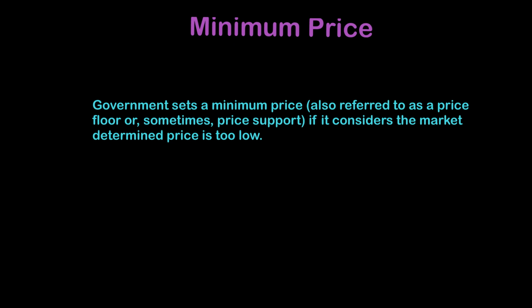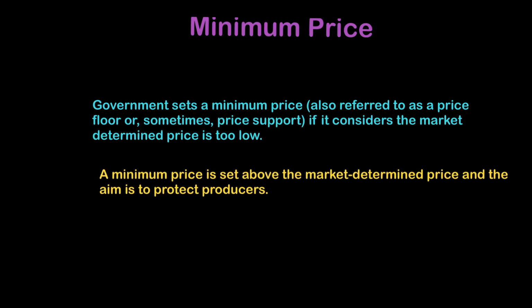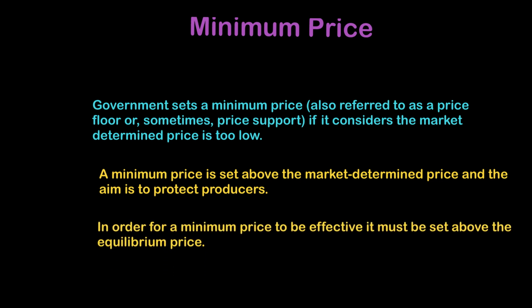It is also referred to as price floor or price support, because it's trying to support the poor producers in this case. Hence, we put a minimum price above the market determined price, or above the equilibrium, in order for it to be effective. If you put a minimum price below equilibrium, it won't be effective.